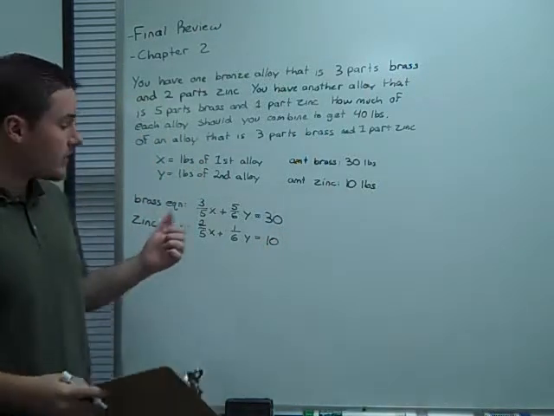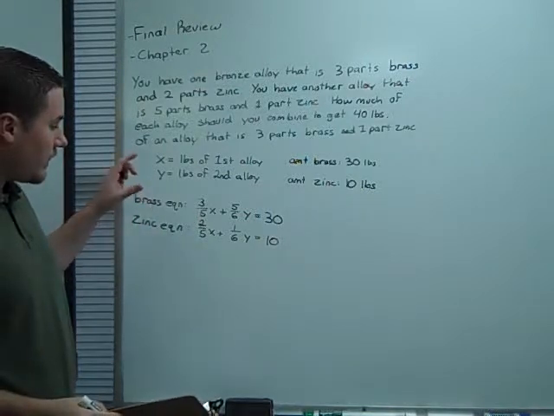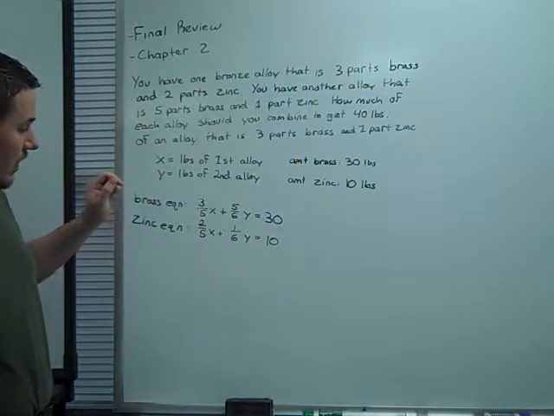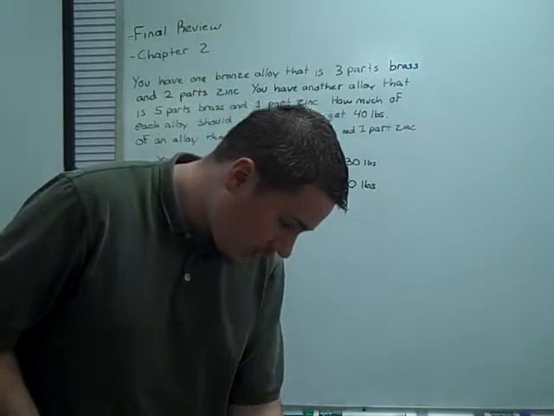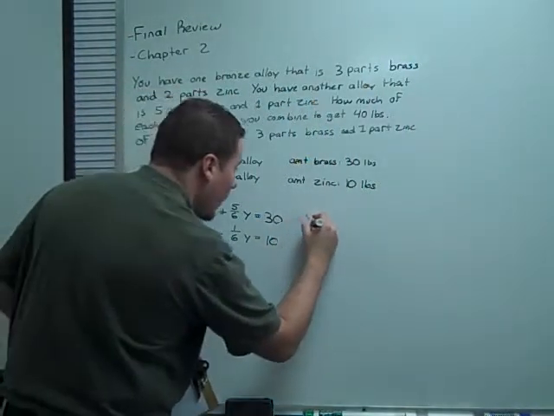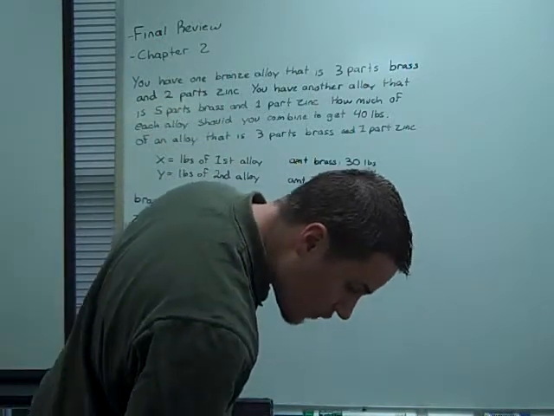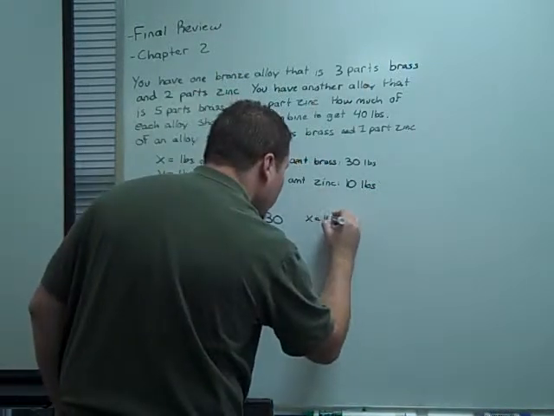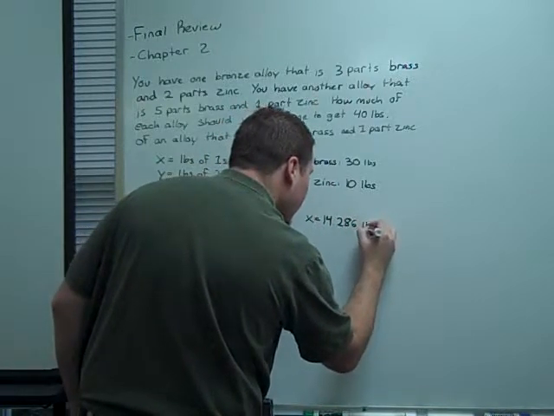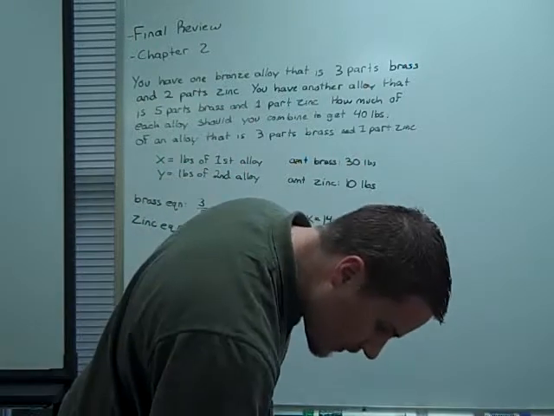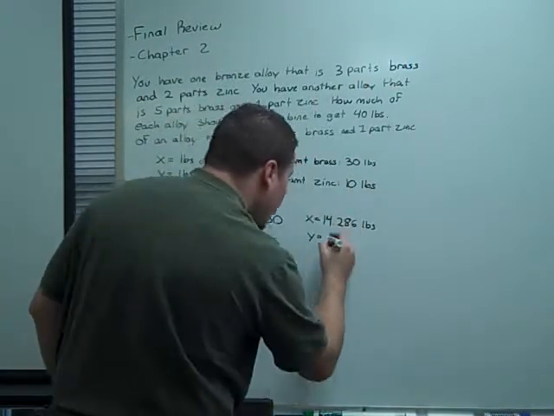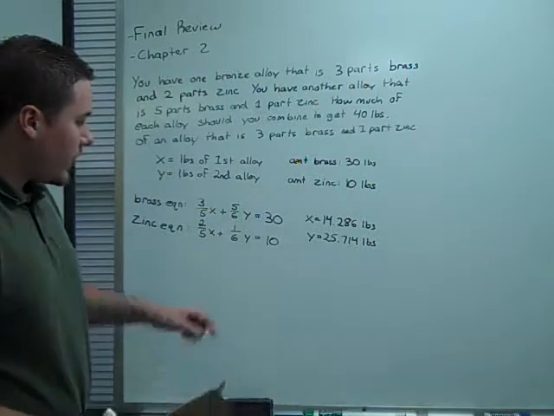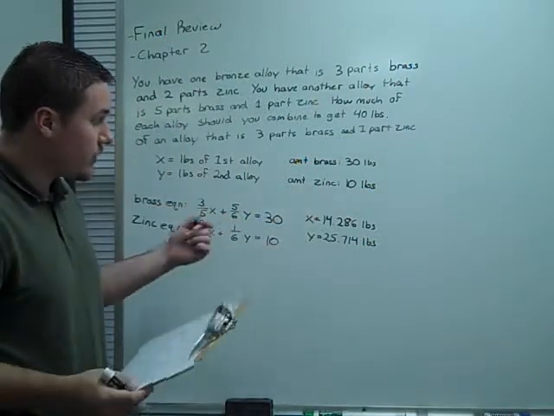Now, when we first started this type of problem, we didn't have matrix solutions. But now that we know how to solve systems with matrices, we can solve this one relatively quickly and easily and get that X is equal to 14.286 pounds, to 3 decimals, and that Y is equal to 25.714 pounds. Now, again, notice that these both added up to 40, which is what we would like.